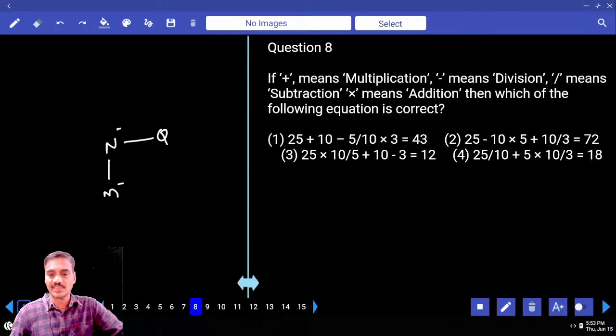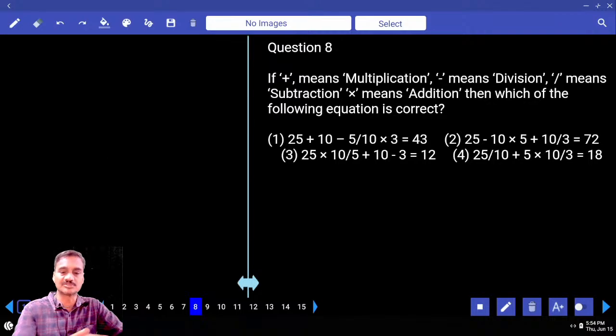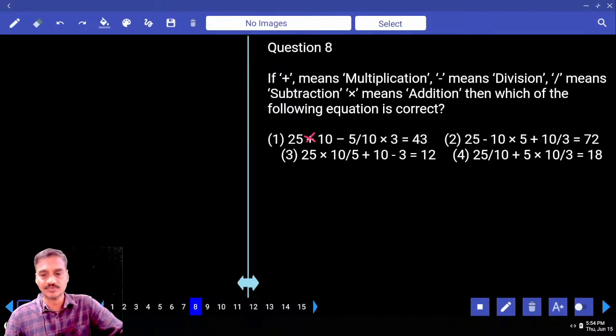Then coming to 8. Now in this 8th one, plus means what? Plus stands for multiplication, and minus stands for what? Division. And division stands for what? Division stands for subtraction. And into stands for addition.